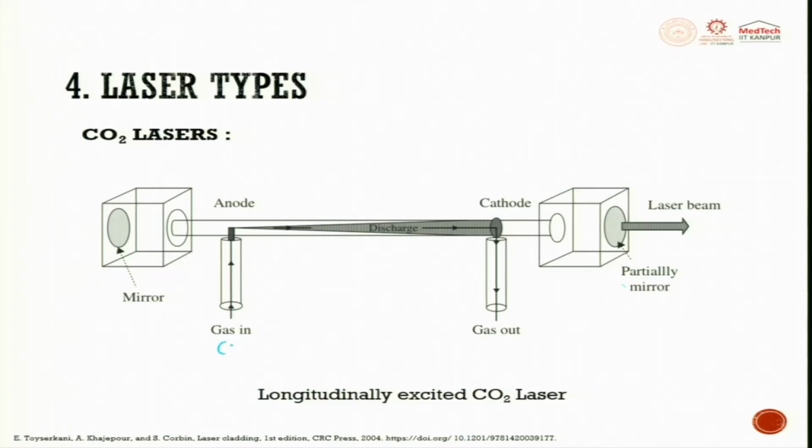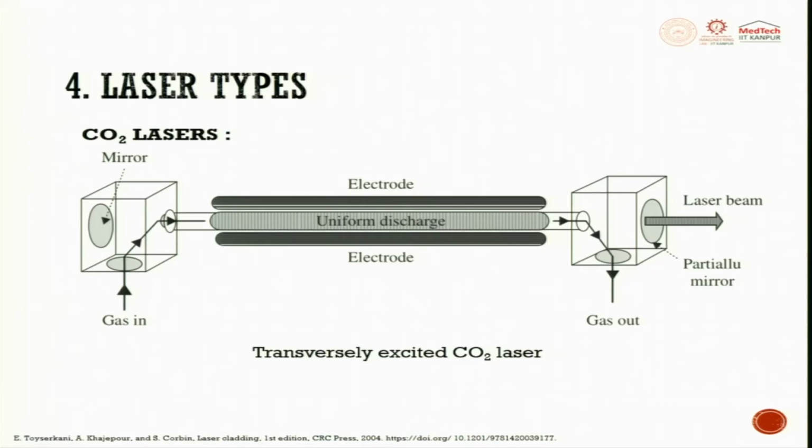So, gas in can be CO2 gas, and the gas out is the spent gas, whatever it is, that gets dissociated and then comes out. This is called a CO2 laser. This is also effectively used in additive manufacturing, and in the DED process the majority of the time they prefer to use the CO2 laser. The only limitation of the CO2 laser is that it occupies a huge space and it is also not very energy efficient. So, the other way around is you can also have a transversely excited CO2 laser.